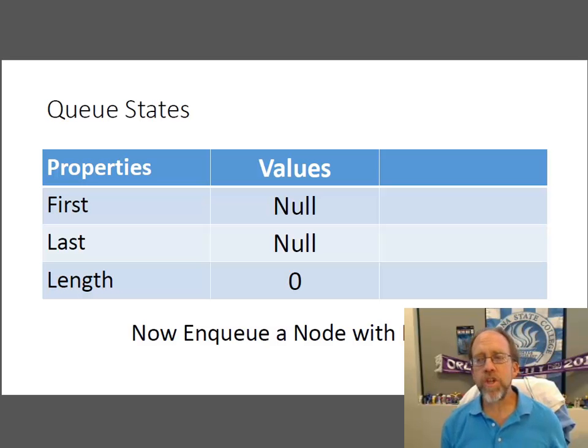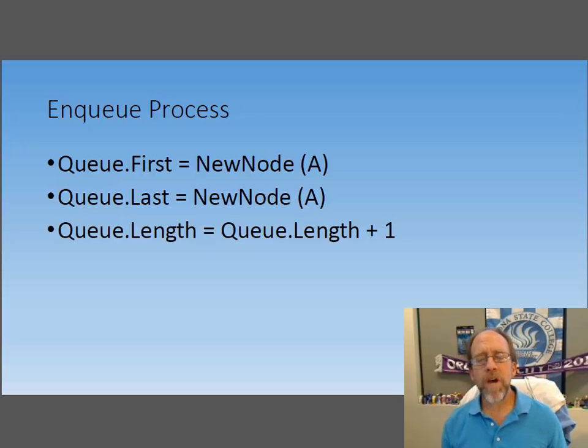But now let's enqueue a node. I'm going to give the node an ID A, but remember, when you enqueue the node, the node itself is just new node. So what's the process here? Well, I'm going to point the queue's first pointer at the new node, the queue's last pointer at the new node, and increment the length. Not too hard.